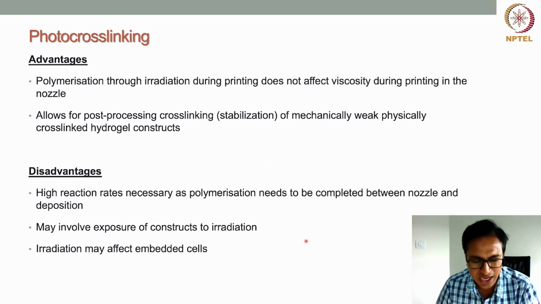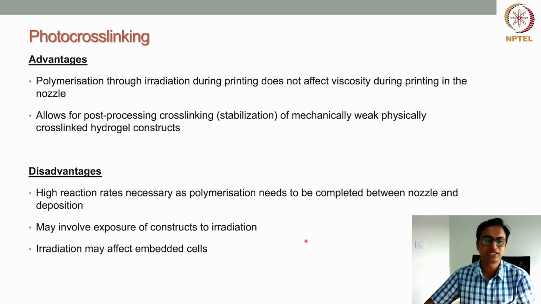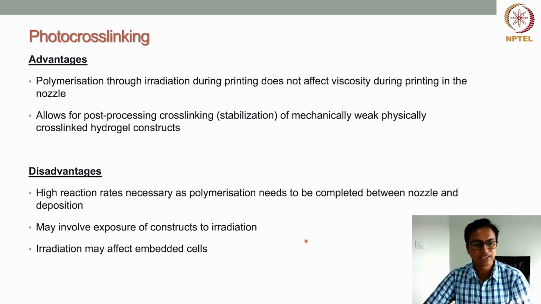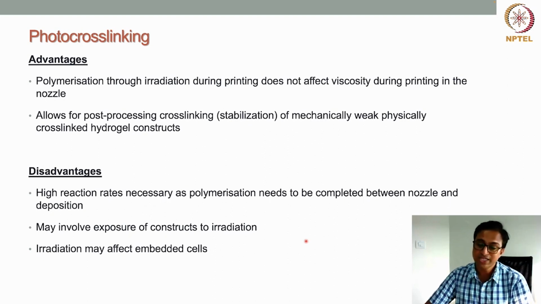That can be cytotoxic to the cells, because during this high reaction rate, free radicals can be generated within the system. Then that can cause cell damage. And for photo cross-linking, often UV lasers are used, so that may involve exposing the construct to irradiation, right? So that is another thing. But nowadays there are some visible light cross-linking mechanisms available, so that can be used without exposing the construct to UV.